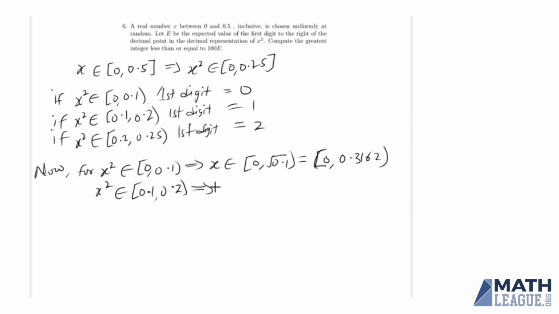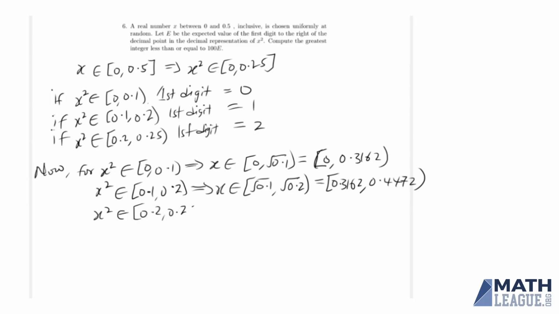This also implies that x is between the square root of 0.1 and the square root of 0.2, which in decimals is 0.3162 to 0.4472. Lastly, if x squared is in the interval 0.2 to 0.25, it implies that x is in the interval root of 0.2 to root of 0.25, which in decimals is 0.4472 to 0.5.